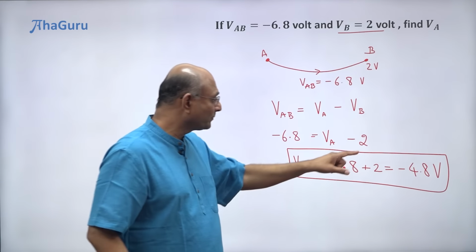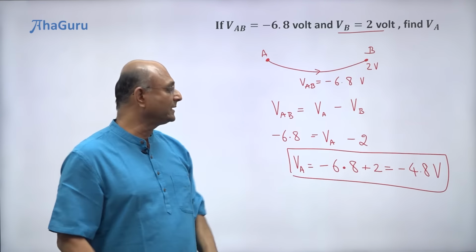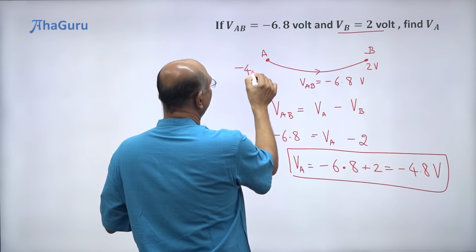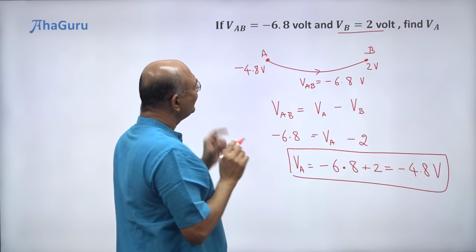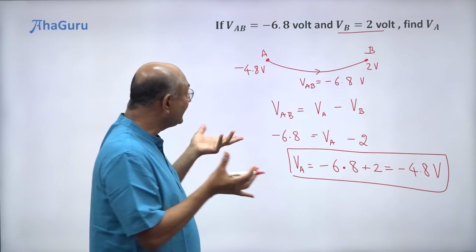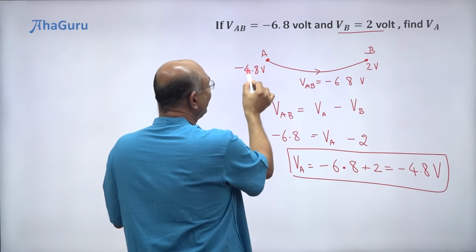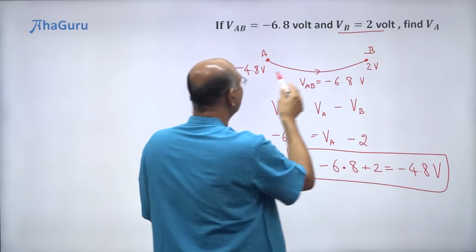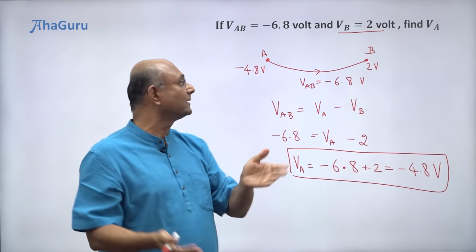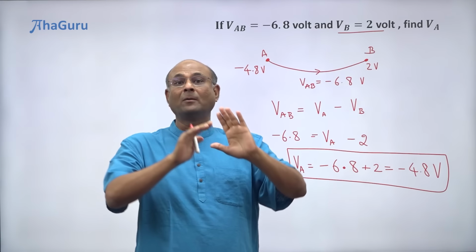That was the question. The answer to that question is minus 4.8 volts. Now let us think a little bit. VAB is negative. Is that okay? Yes. From minus 4.8, if you are going to 2, that means negative number to positive number. Potential has increased.